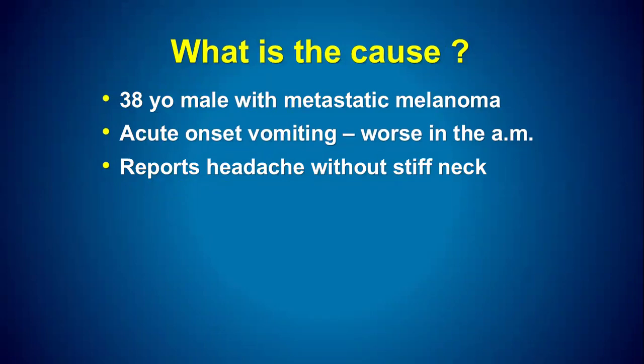Another patient, 38-year-old male with metastatic melanoma, acute onset vomiting, which is worse in the morning. There is headache not associated with stiff neck. So what are the differential diagnoses that you are thinking of? What are the potential causes of nausea and vomiting here? Migraine, okay. Anything else? Gastritis, okay.